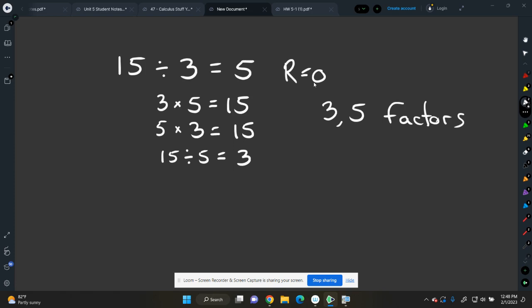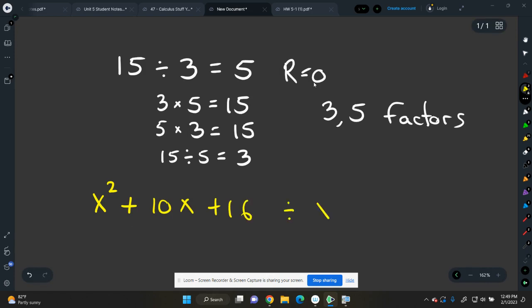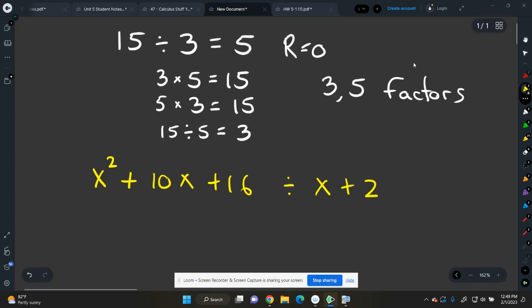Right. So we know all this stuff using numbers. You learned this in elementary school, right? What we're doing with our synthetic division is we're doing the same thing, but with polynomials. So when I give you a polynomial of x squared plus 10x plus 16, and I divide it by x plus 2, okay, let's do the synthetic division on that.